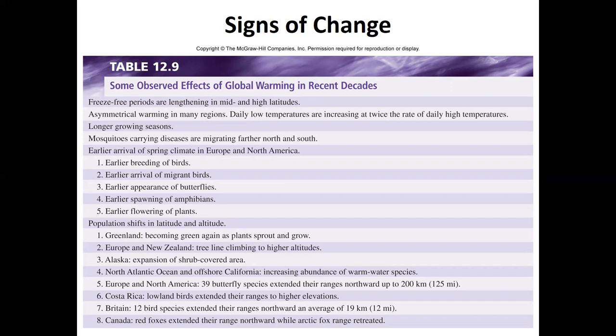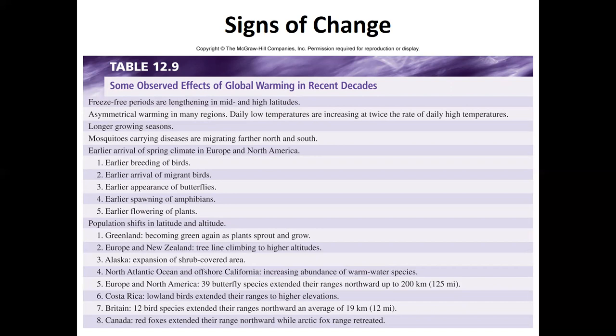Early arrival of spring climates in Europe and North America. So birds are breeding earlier. Early arrival of migrant birds. Earlier appearance of butterflies. Earlier spawning of amphibians. Earlier flowering of plants. Population shifts in latitude and altitude.